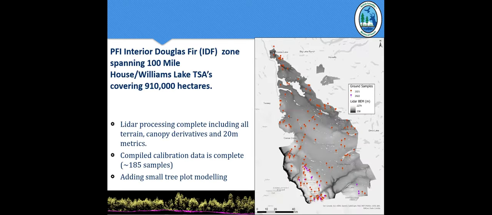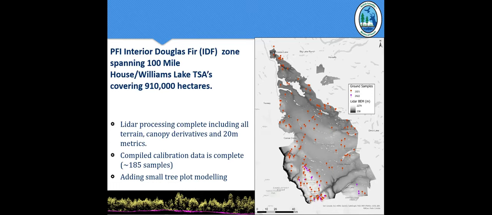The second project that we started last year is in the Caribou area of the province, interior Douglas fir zone. It's about 910,000 hectares spanning 100 Mile House and Williams Lake. And so we've completed all the LiDAR processing for this area, including all the terrain canopy derivatives and 20 meter metrics. And we've sampled and compiled all of the calibration data for phase one of this project. And we're using about 185 fixed radius plots to do that.